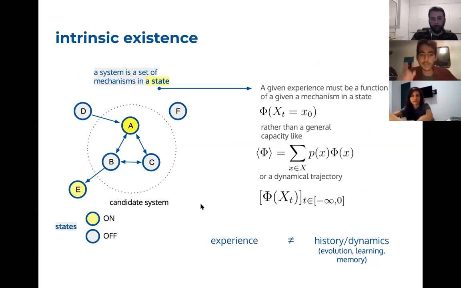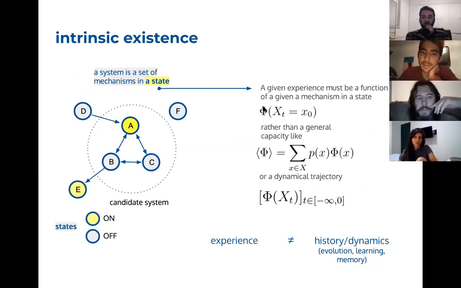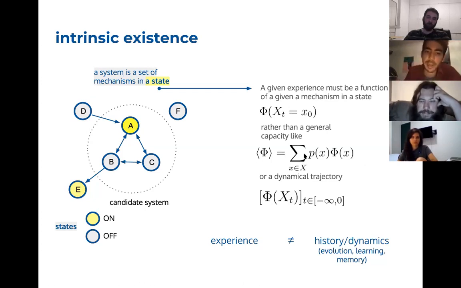Okay. So I mentioned how a physical thing for IIT is a mechanism in a state. The fact that it's in a state is relevant because consciousness is about an actual experience that's happening here and now, in the present moment. So consciousness will be some kind of function that's dependent on the current state of the system. It's not a general capacity, because experience is actual. It's not some kind of average, some broad structure that exists throughout time.